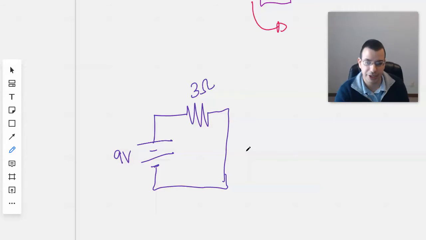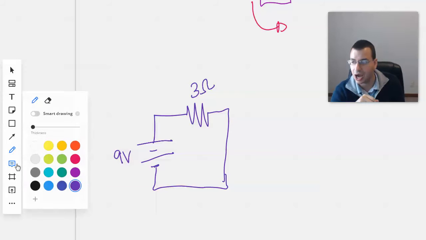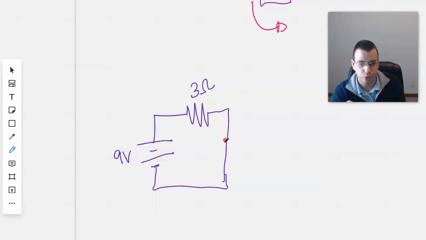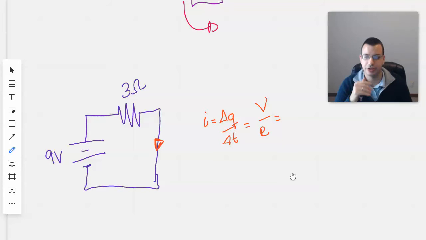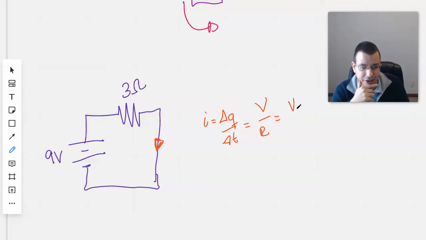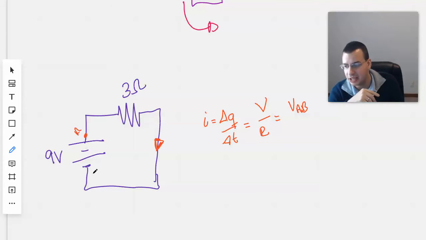And we want to know, let's say, what is the current I flowing? What's the rate that current is flowing? So I, which is dq dt, amount of current flow, is going to equal the voltage over R. And voltage really doesn't exist at a point. It's a comparison between different points. So I'm going to write this as VAB. And I'm going to use the positive side here as A and the negative side here as B.